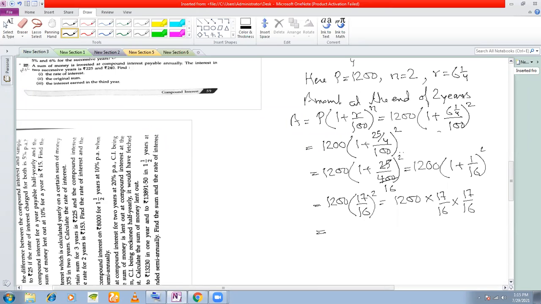So this you can calculate, you can cancel with 4. Again, you can cancel with, okay, I'll continue, this time is getting over. Okay, I'll stop.